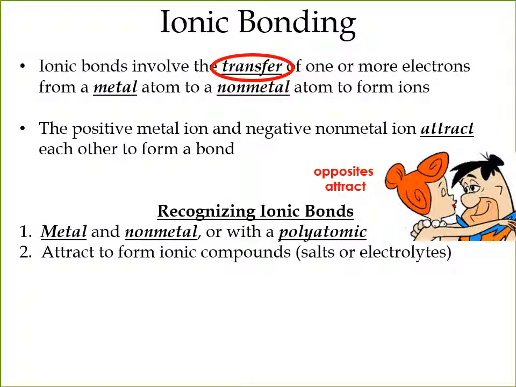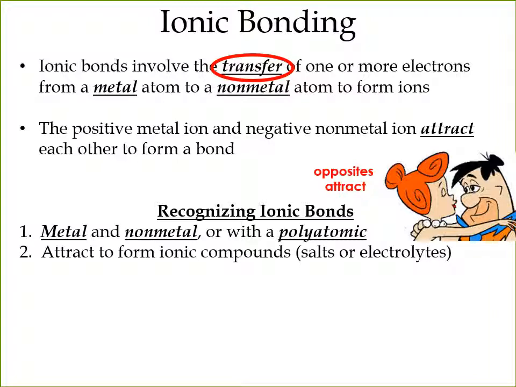A few things to look for in identifying ionic bonds. What types of elements do we actually have? If it's a metal and a nonmetal, or either of them with a polyatomic, then it's ionic bonding. Anything with a metal is ionic. Remember, 2 metals can't go together. So if you see a metal, it's got to either be a metal and nonmetal, or a metal with a polyatomic, and either of those would be examples of ionic bonding.